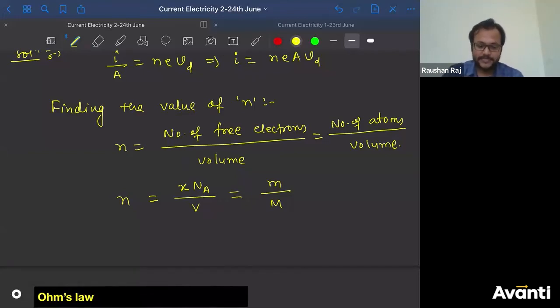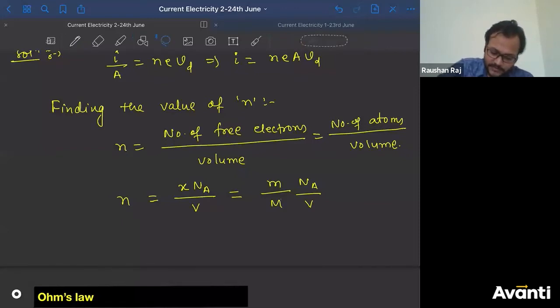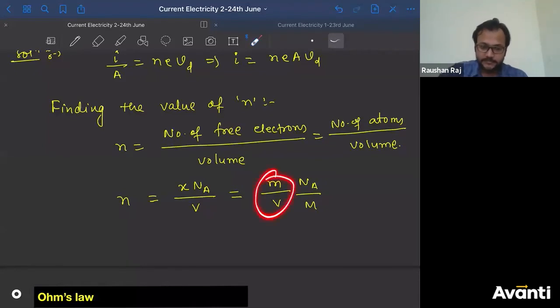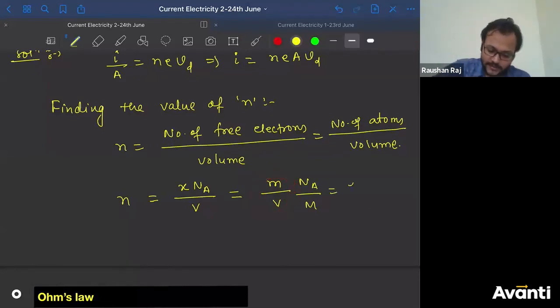So x can be written as m divided by capital M into Na divided by v. I am going to replace this. I bring this here, and this here. Now tell me, what is this value? M divided by V. What is M divided by V? This is density. So I can write this as density into Avogadro number divided by capital M.